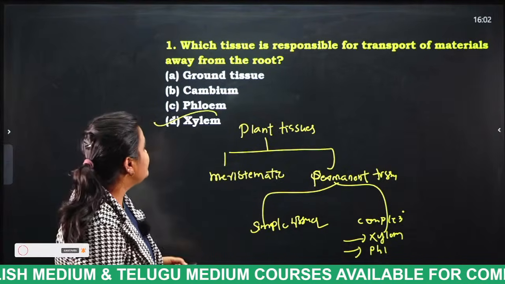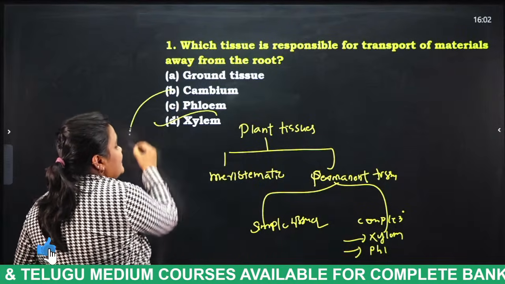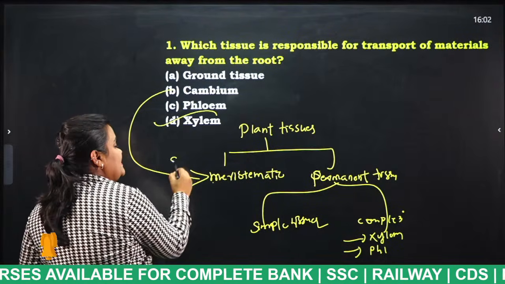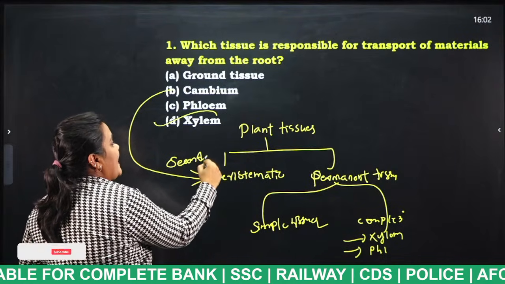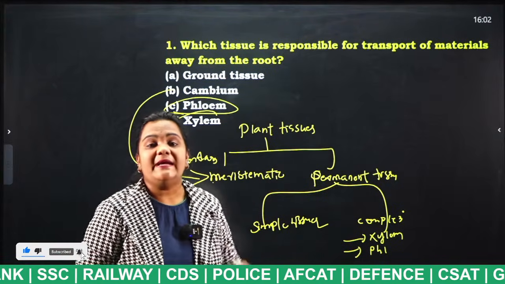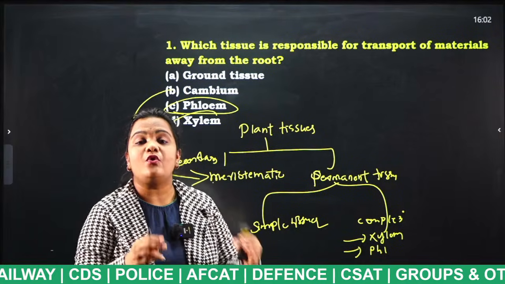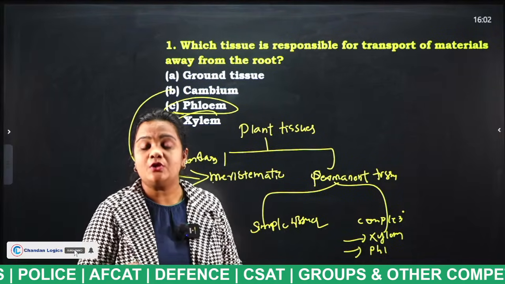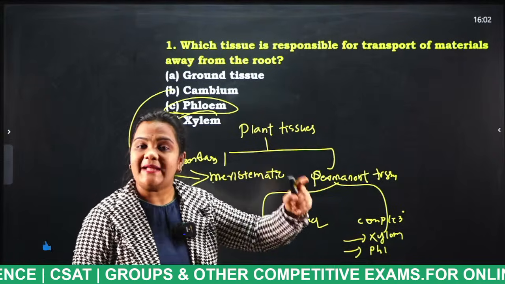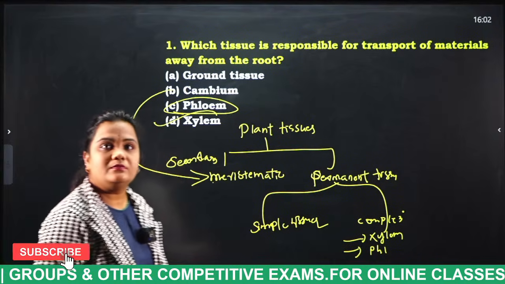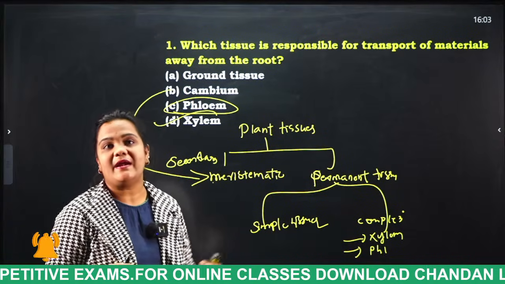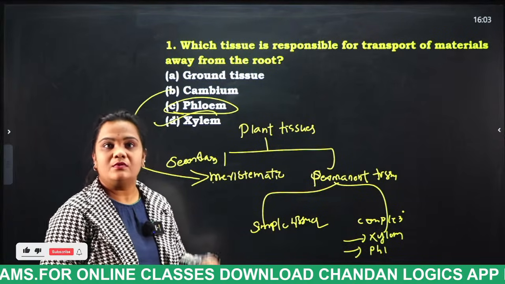Next question, students, what is cambium? Cambium is a type of meristematic tissue, the secondary meristematic tissue. And phloem, just now I discussed it: phloem transports food and nutrients throughout the plant, and this transportation takes place in both directions. Very good. If you listen to the classes again and again, there is no problem, you will become perfect.